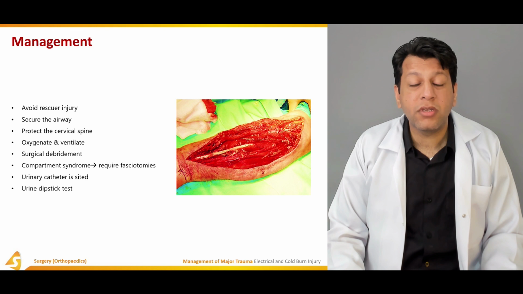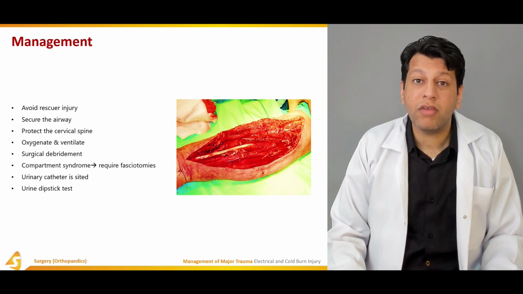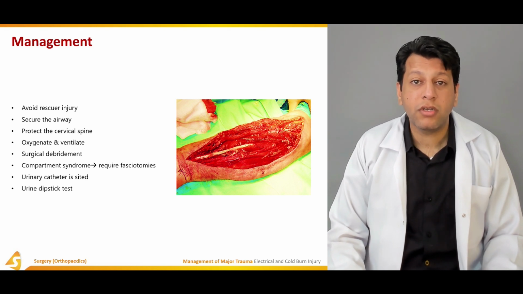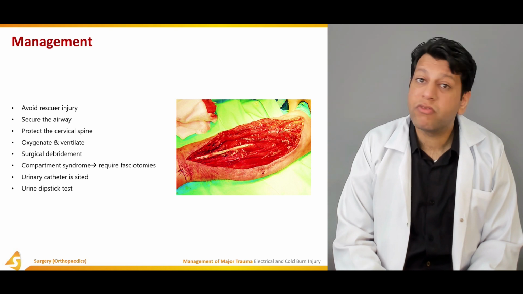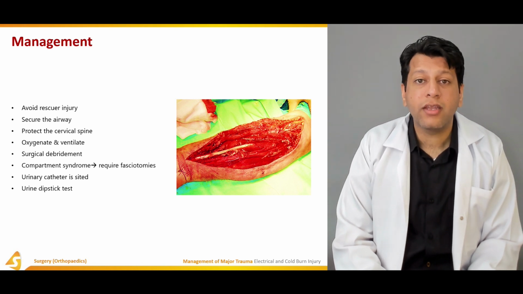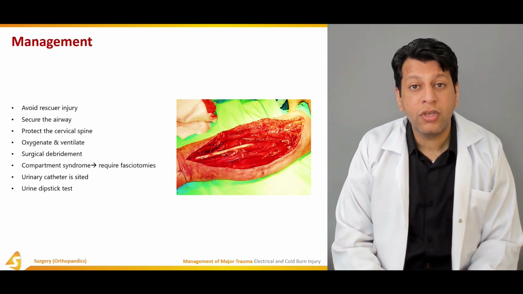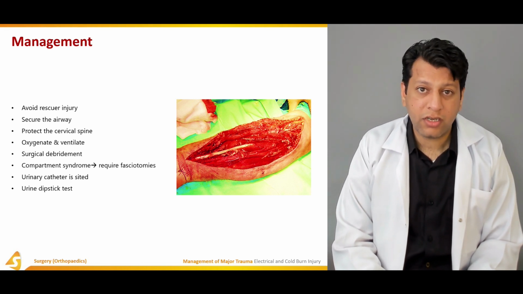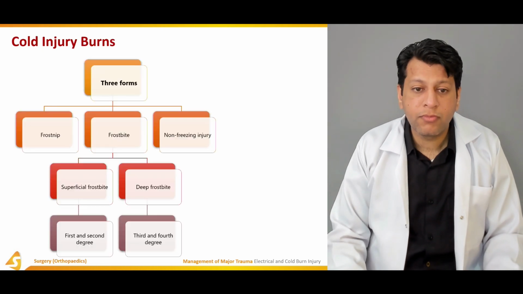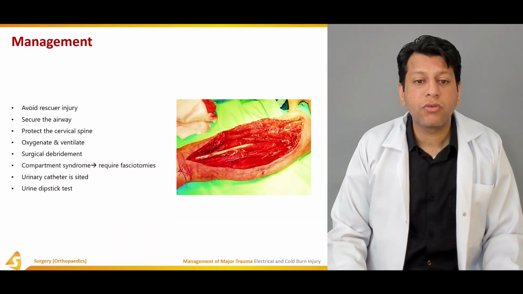Urine dipstick can be done for checking the levels of urine myoglobin. Myoglobinuria is very common with associated electrical injuries, and increased myoglobinuria means there is increased injury, and we have to make sure that the patient is maintaining their renal output. Now coming to the cold injuries.